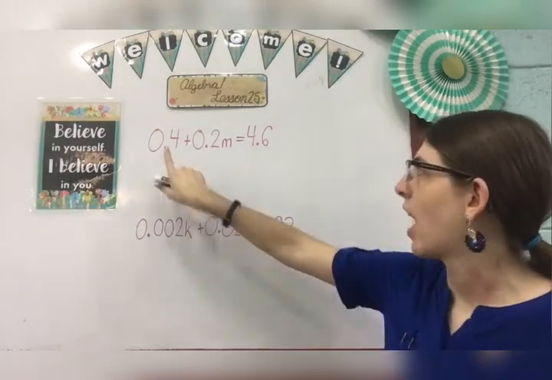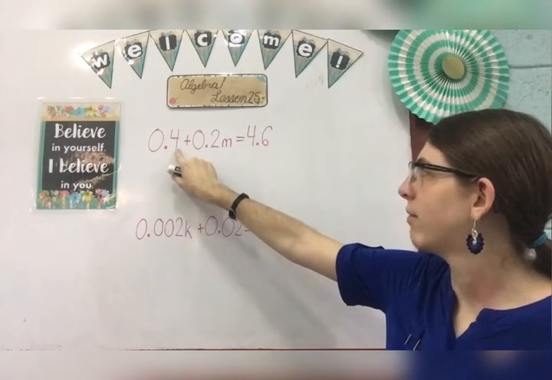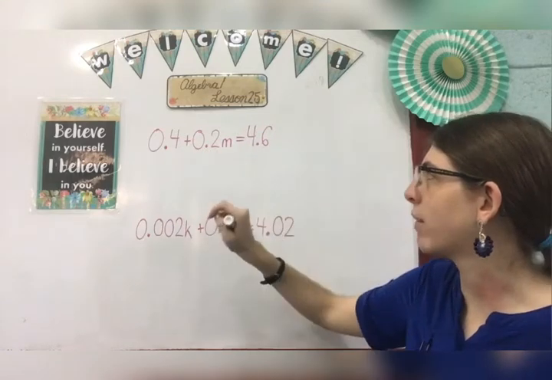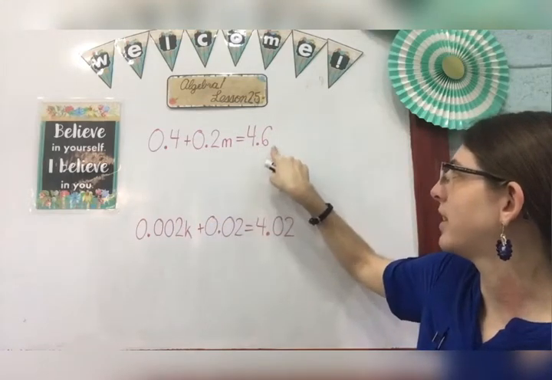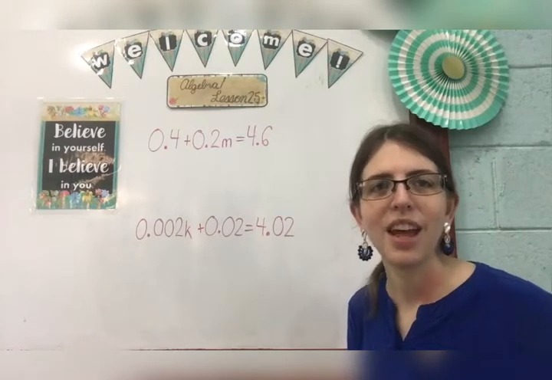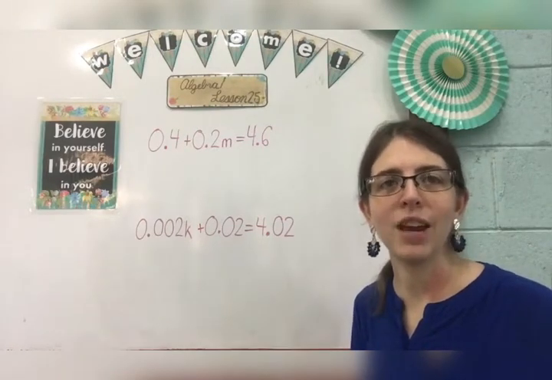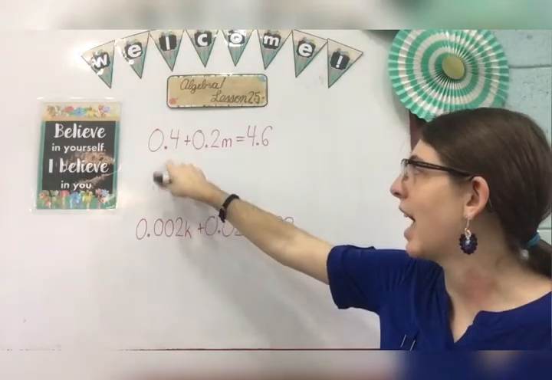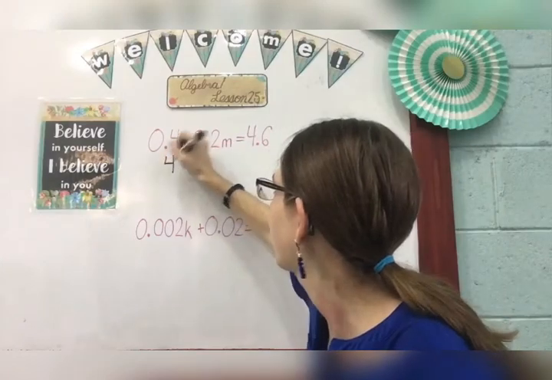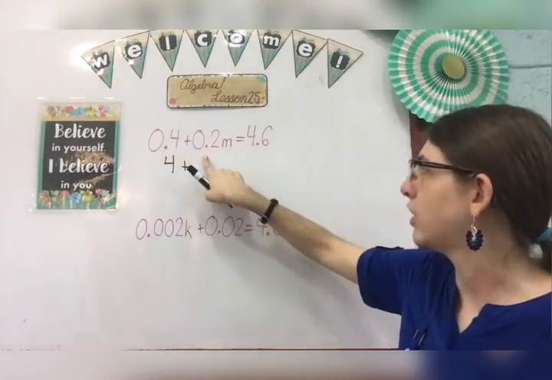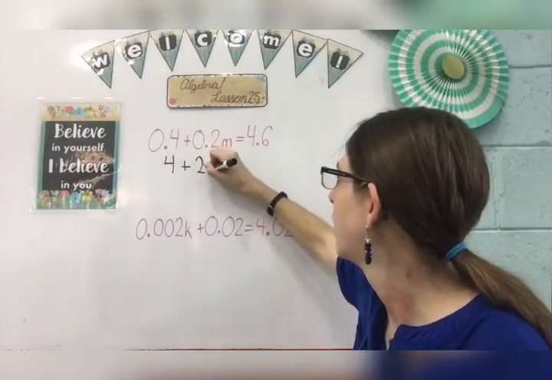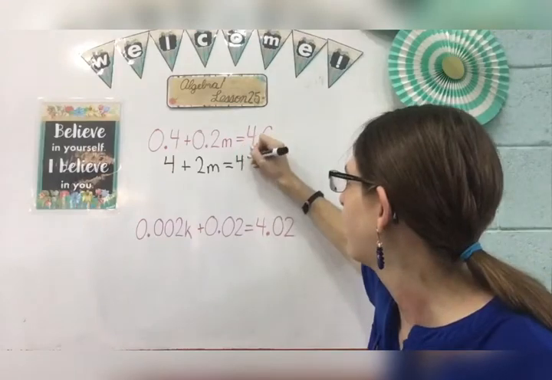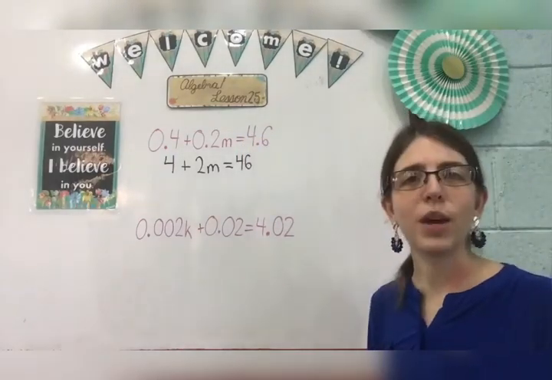For this one, if I multiply 0.4 by 10, it'll move the decimal over, and I get rid of the decimal point. If I multiply 0.2 by 10, it'll move it over. If I multiply 4.6 by 10, it will move it over. So the highest power of 10 is just 10. I'm going to multiply 0.4 by 10, and that gives me 4m, plus 0.2 times 10 gives me 2, equals 4.6 times 10 is 46.